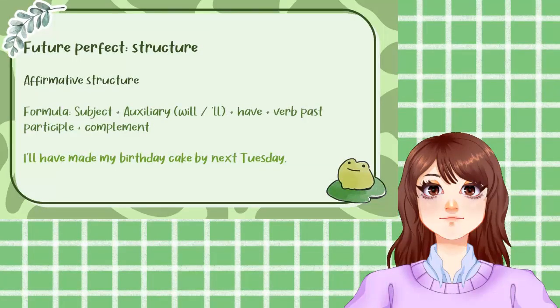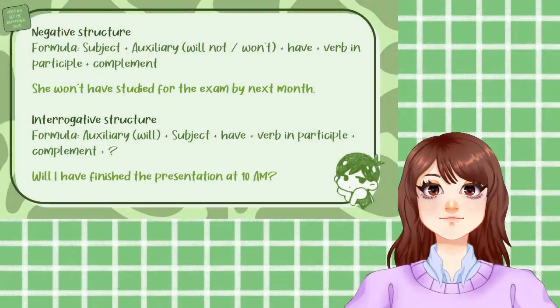The affirmative structure is subject plus auxiliary will plus have plus verb past participle plus complement. For example, I'll have made my birthday cake by next Tuesday. The negative structure is subject plus auxiliary will not, won't, plus have plus verb past participle plus complement. For example, she won't have started for the exam by next month.